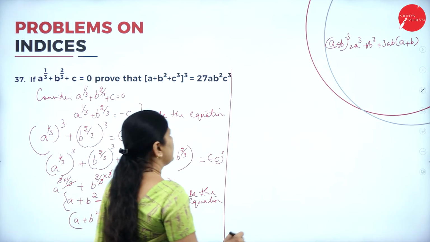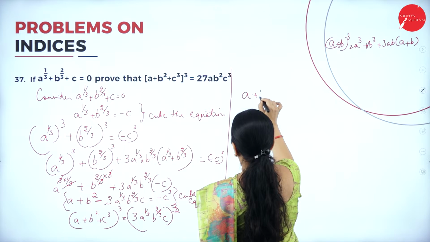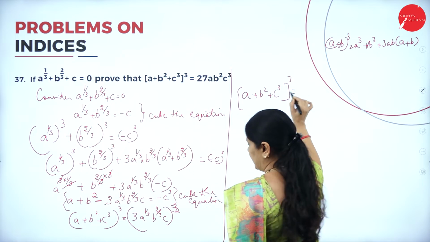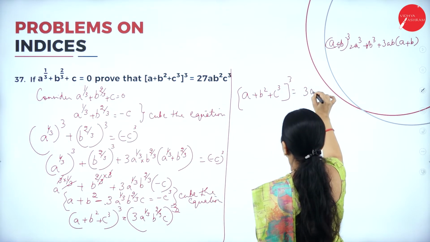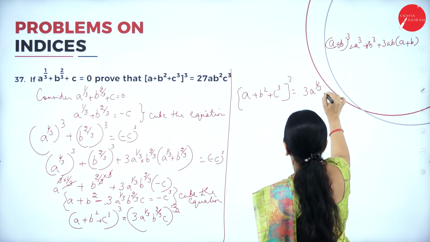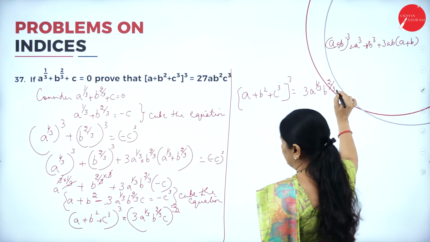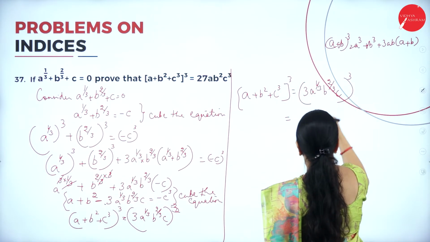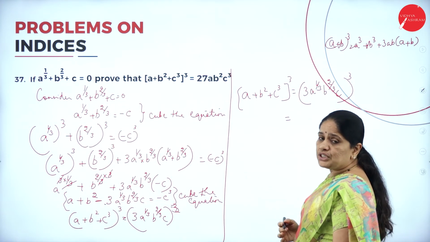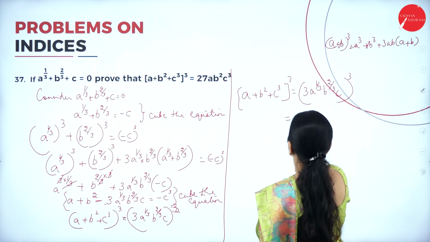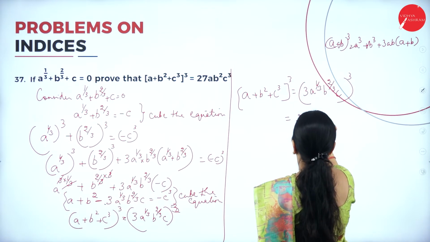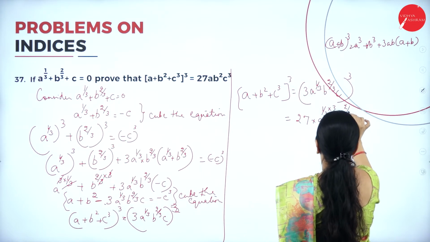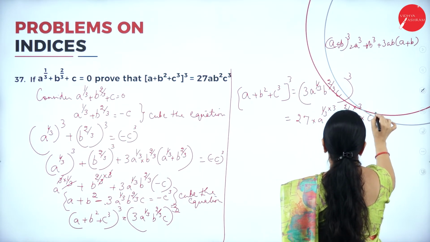So I will write it as the next step, a plus b square plus c cube, the whole cube will be equal to 3 into a to the power 1 by 3, b to the power 2 by 3 into c, the whole cube. Now this will be the same. So when I cube, 3 into 3 is 9, 9 into 3 is 27 into a to the power of 1 by 3 into 3 into b to the power of 2 by 3 into 3 into c cube.